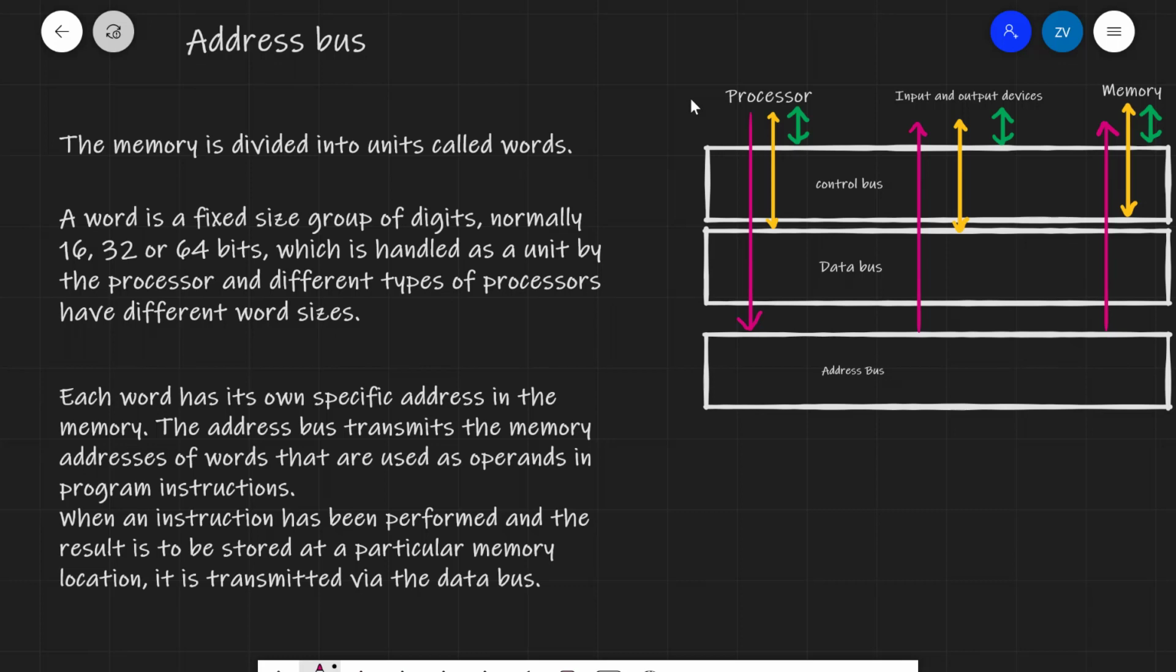Just before we go into that, the memory is actually divided into units which are called words. A word is a fixed size group of digits, normally 16, 32 or 64 bits, which is handled as a unit by the processor, and different types of processors will have different word sizes. Each word has its own specific address in the memory. The address bus transmits the memory address of words that are used as operands in programming instructions. So when an instruction has been performed and the result is to be stored at a particular memory location, it is transmitted via the data bus.